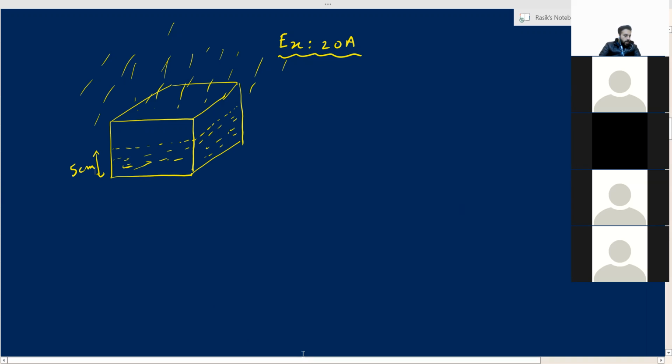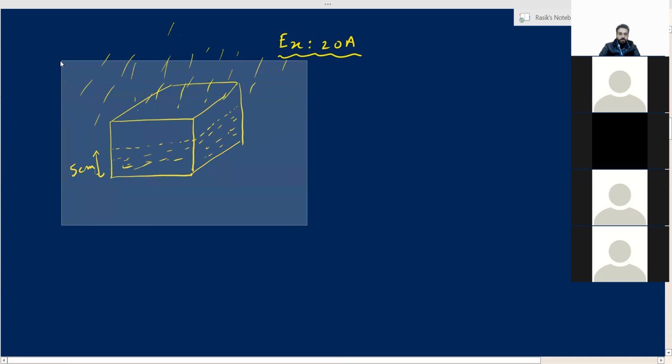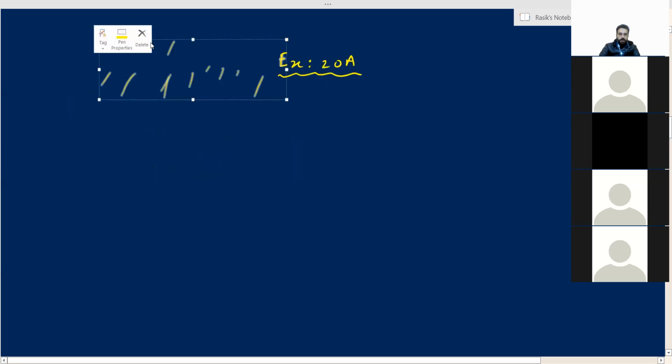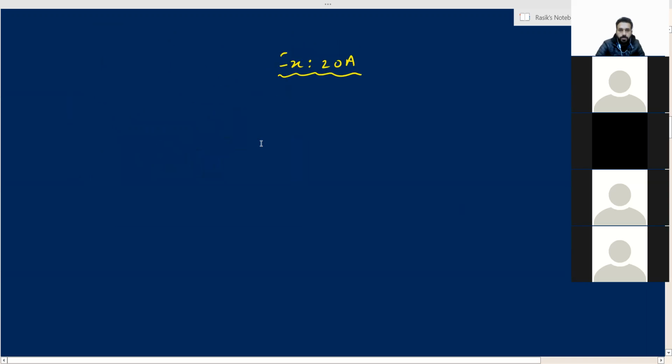Find the volume of water that fell on a 2 hectare field. The area of the field is given. The height of the water is also given. Two things are given: area of field and the height of the water. Note down both the things.